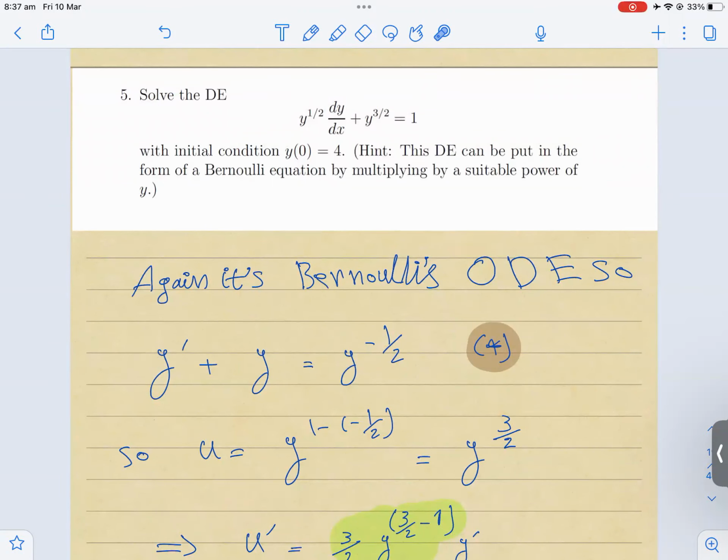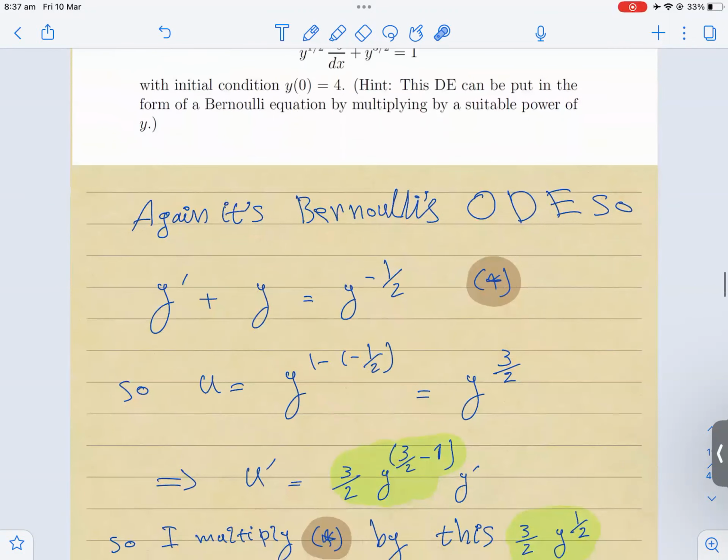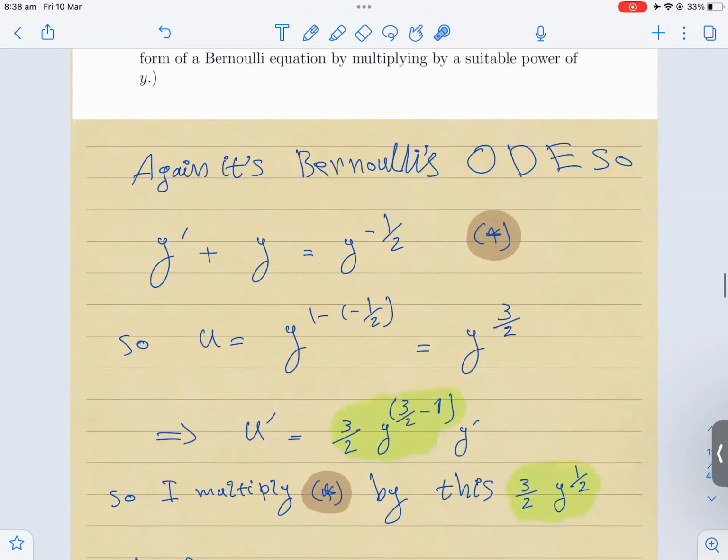Question 5 is again Bernoulli, y prime. I'm rearranging this part, so I will get this one. Okay. And again, u equals y to the 1 minus n. What is my n? n is not necessarily a natural number. It's minus half. So I will get y to the 3 over 2.